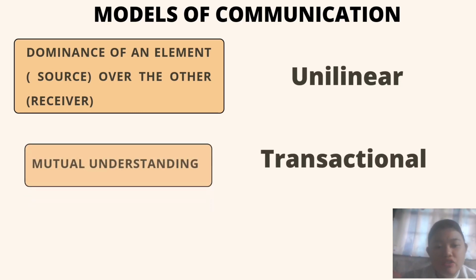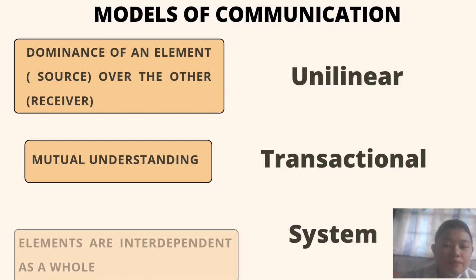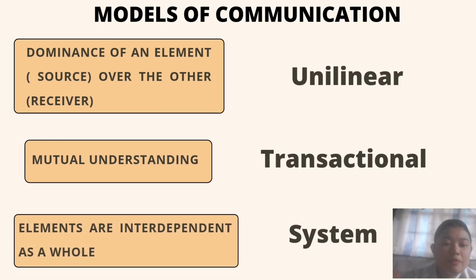How about transactional? When we say transactional, it involves the goal of having a mutual understanding. This achieves mutual understanding between the sender and the receiver, or the 2 actors involved in the communication. It provides the equality among different actors involved in the process. And lastly, we have the systems model. So elements are interdependent as a whole.